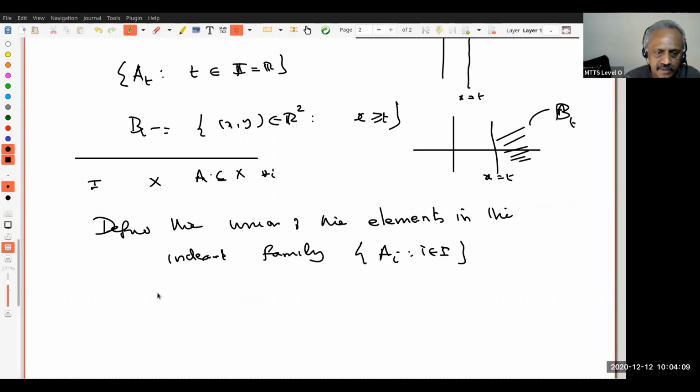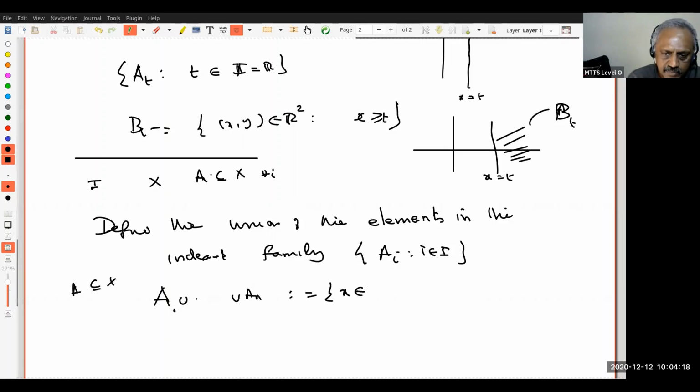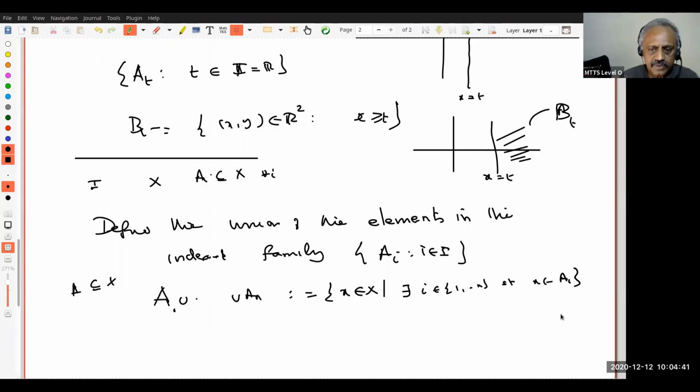What is a quantifier? I can define A1 union up to An. Remember, these are all subsets of X, so this has to be a subset. Any subset is defined not by listing elements, but by giving a property for when an element belongs to it. Loosely you would say x belongs to one of A1, A2, An, but logically you can make it more precise: there exists i in the indexing set 1 to n such that x is in A_i. You understand that?